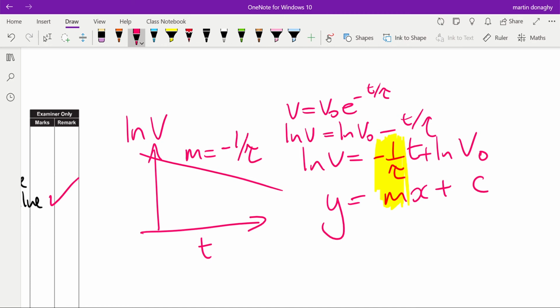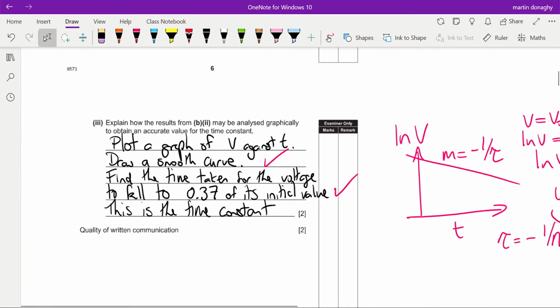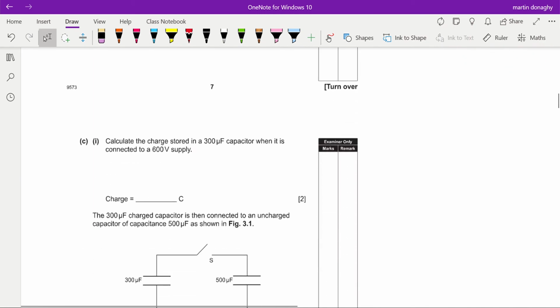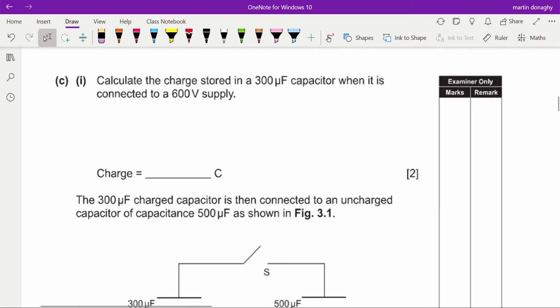Don't leave it like that. So if I was putting this in an answer, I'd say we can then find the time constant by finding the gradient, and tau will equal minus 1 over the gradient. Okay, so tell them how you find the thing you've been asked for, that time constant. Either of those methods would get full marks.